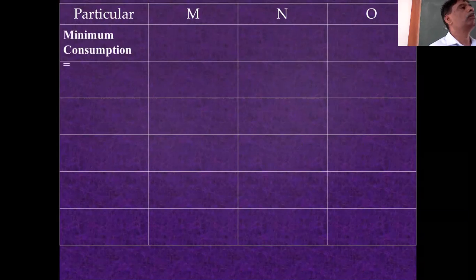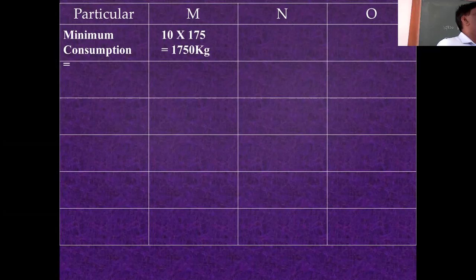First, minimum consumption. What is minimum consumption? 10 kg is required for 1 unit, and your minimum production is 175. You multiply by 175, you will get the minimum requirement. Minimum requirement is 1750 kg for M.